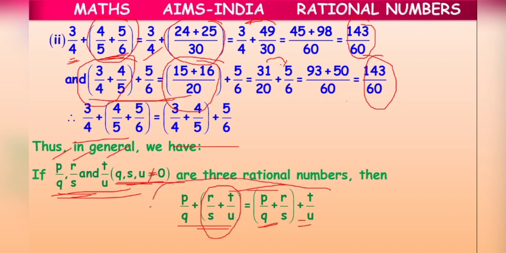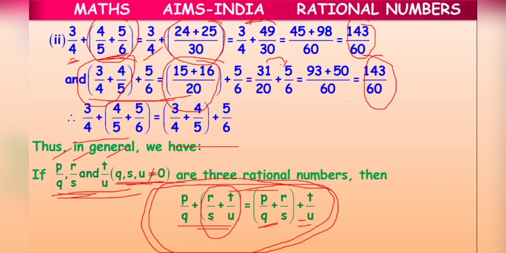So we can add in any order, or any two fractions can be grouped together and combined with the remaining term. The result will be the same. This is called the associative property.